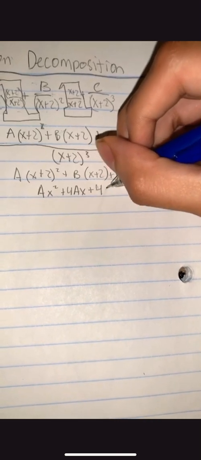So A times x plus 2 squared will look like this: Ax squared, right, plus 4Ax plus 4A. And then since we did that, now we have to do this part. It's still the same, so plus Bx plus 2B, and then plus C.